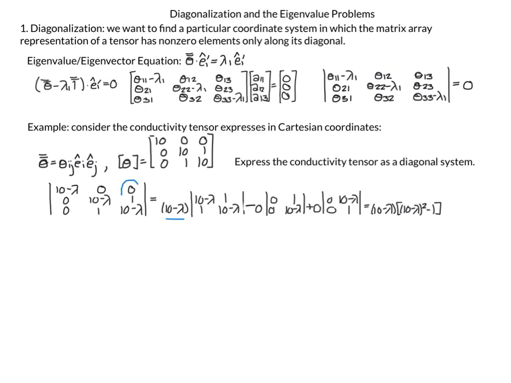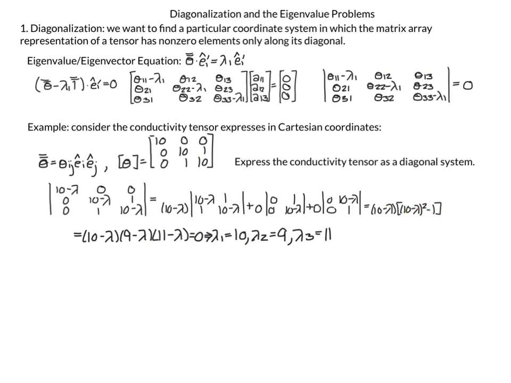Then next, I'm going to take the last column of my first row and cross out the row and column. So I'm going to add 0 times the determinant of what's left, which is 0, 0, 10 minus lambda, and 1. And then these just go to 0. So I have 10 minus lambda, and then I cross multiply: 10 minus lambda squared minus 1.